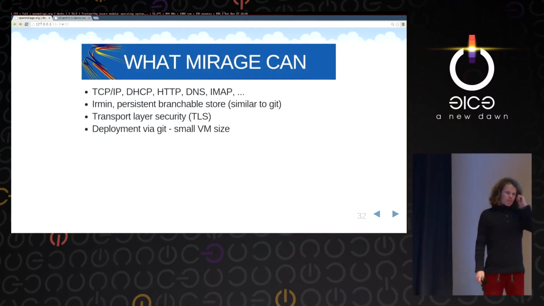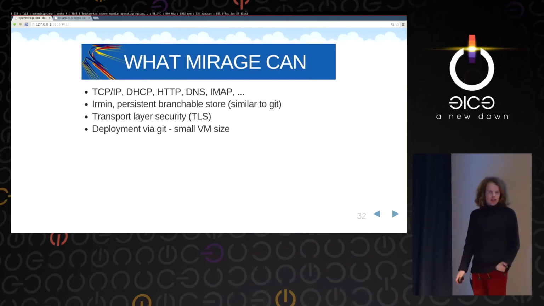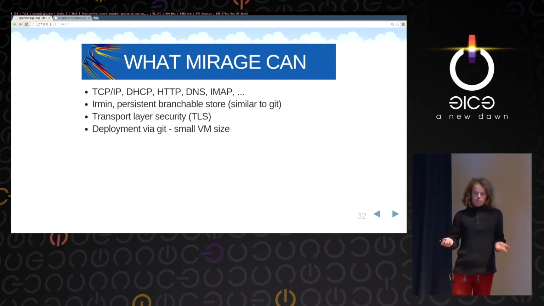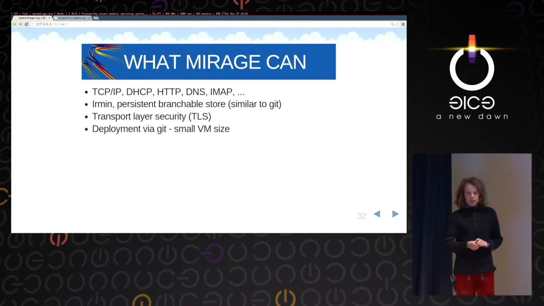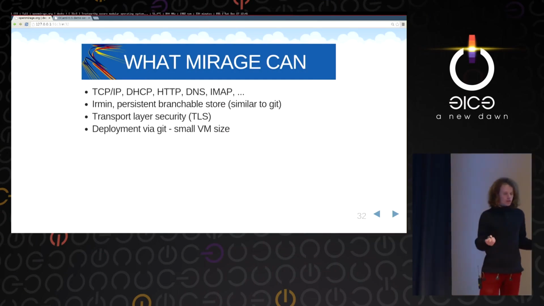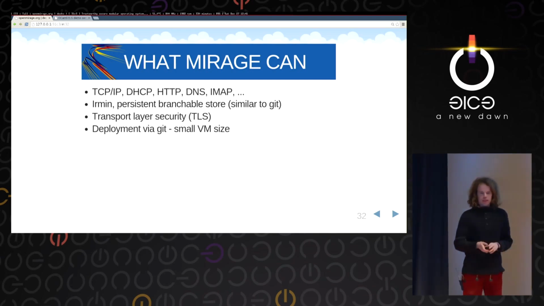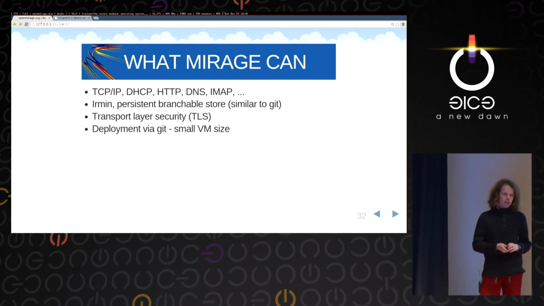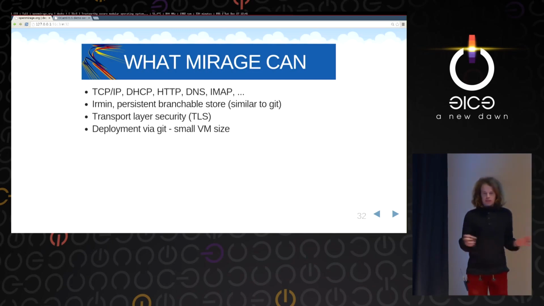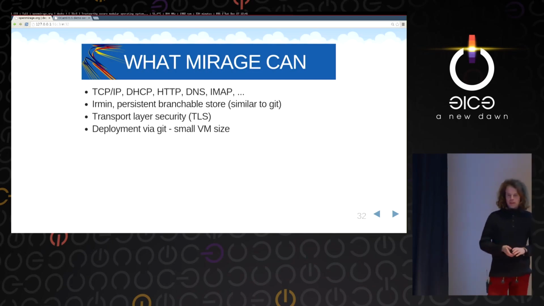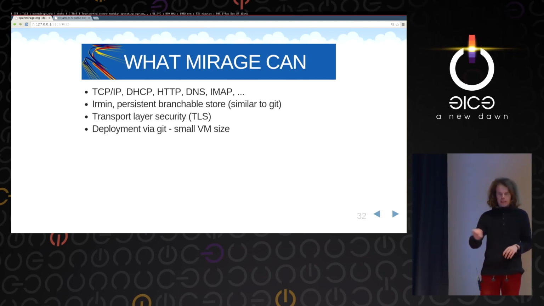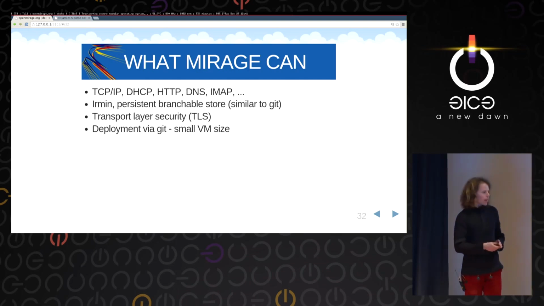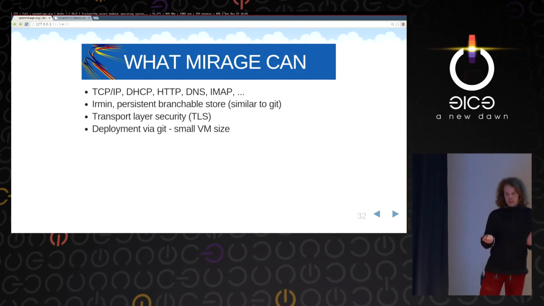So what can Mirage do? Well, we do have TCP/IP, we do have some basic protocols like DHCP, HTTP, DNS, IMAP. We have a solution for the storage. We have Irmin, which is a persistent branchable store, which is similar to Git, but completely implemented in OCaml and composable and has various backends, like in memory or on file system, and so on. Then we have transport layer security, a TLS stack.